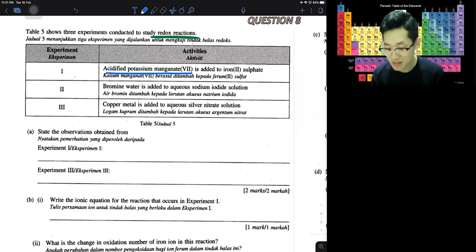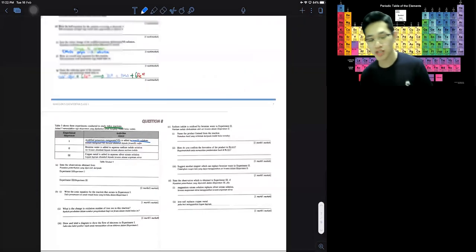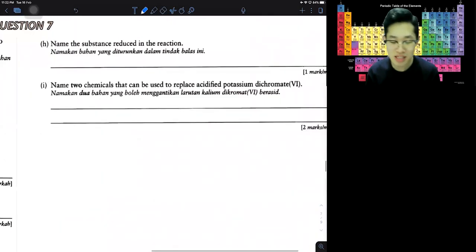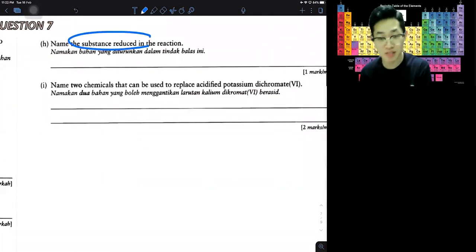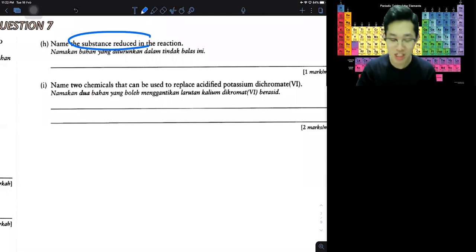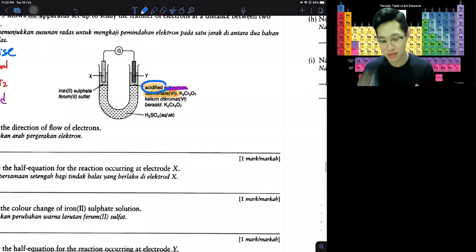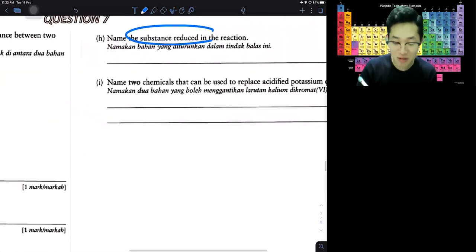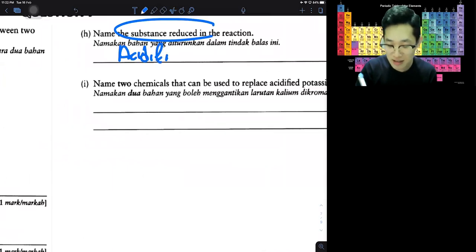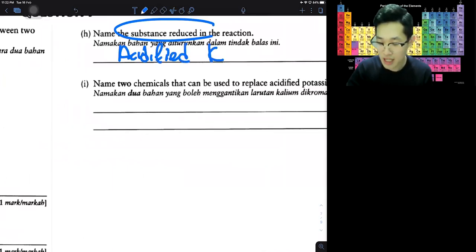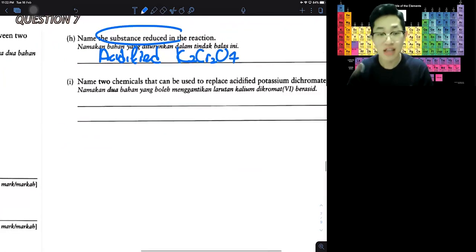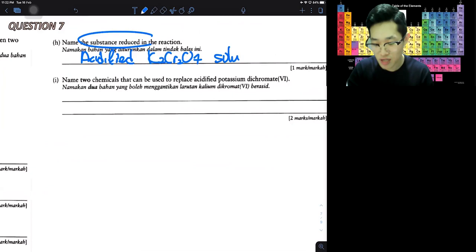Acidified potassium manganate 7 added into iron 2 sulfate. Yeah. Okay. Name the substance that is reduced in the reaction. Sorry, reduced means reduction. The one reduced is our acidified potassium dichromate 6 solution. Sorry.